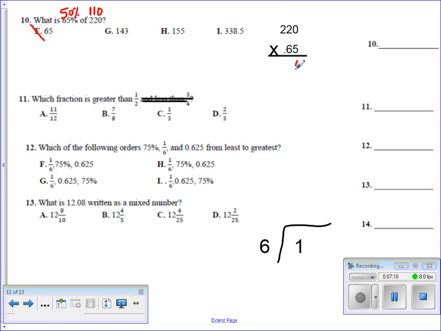5 times 0 is 0. 5 times 2 is 10. Carry the 1. 5 times 2 is 10 plus 1 is 11. Drop a 0 for a placeholder. 6 times 0 is 0. 6 times 2 is 12. Carry the 1. 6 times 2 is 12 plus 1 is 13. So we add up our place values. We have a 3, a 4, and a 1. I have 2 place values behind the decimal, so I move my decimal place twice.